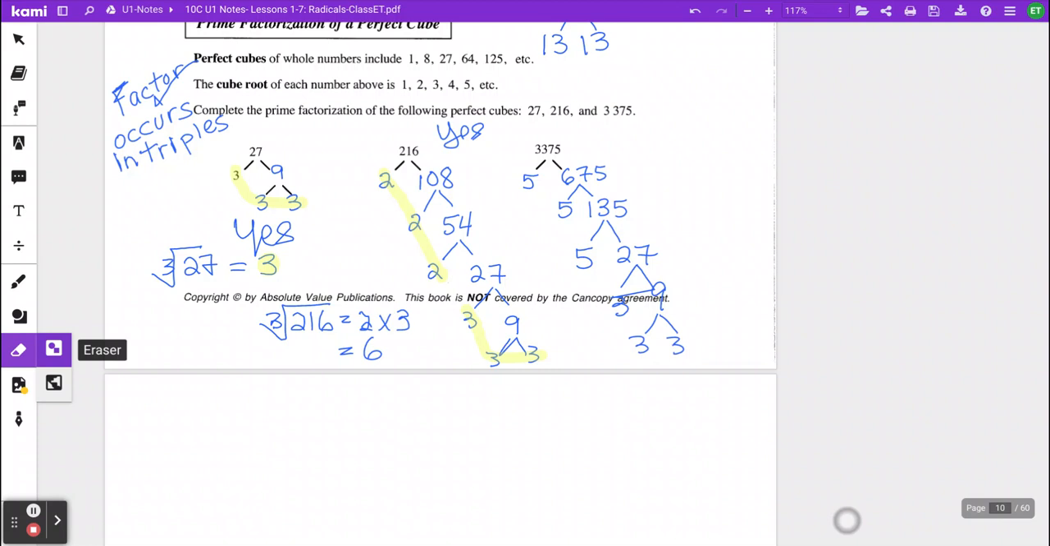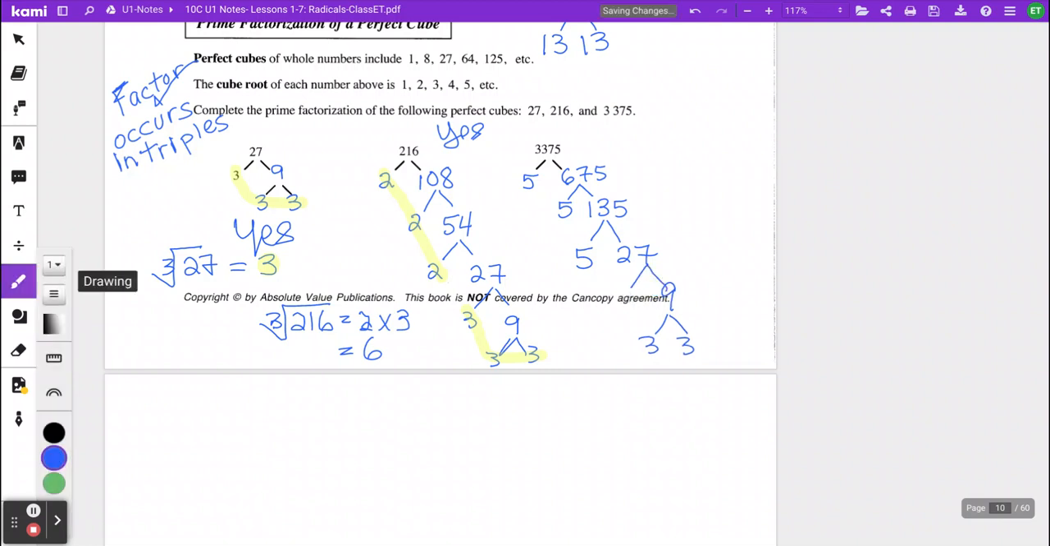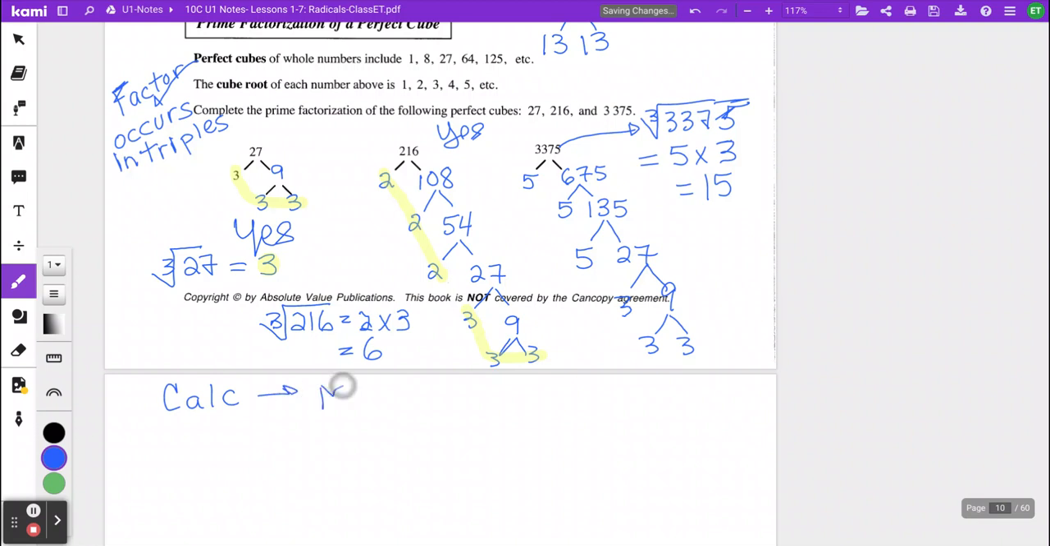So I need to write down my triples for this guy. So my triples for this one, if I said cube root of 3375, it's going to be, I have 3 5s and 3 3s. So it's going to be 5 times 3, which is 15. And now we can go on our calculators and confirm it. So on your calculator, you're going to hit Math 4.